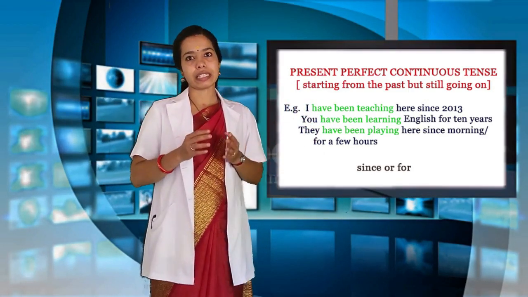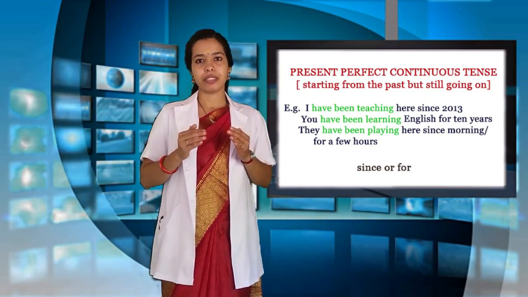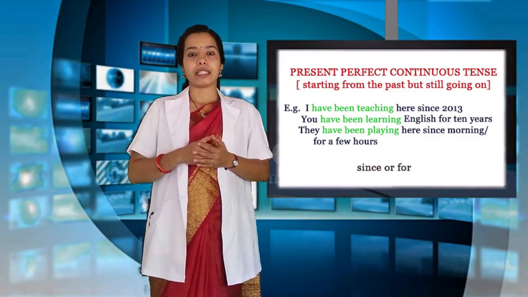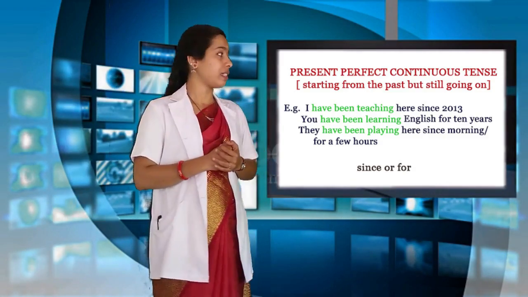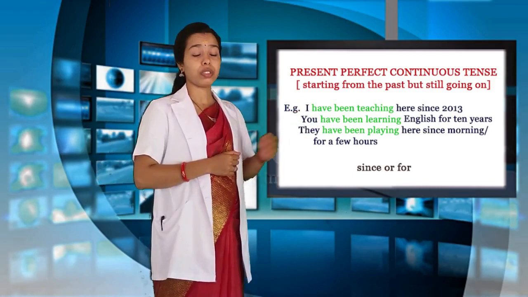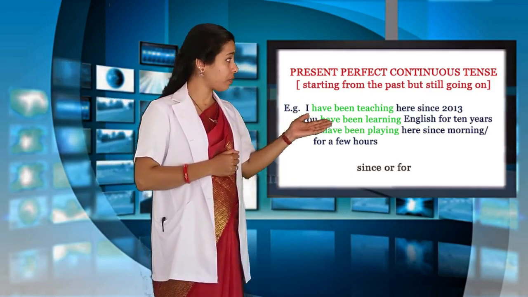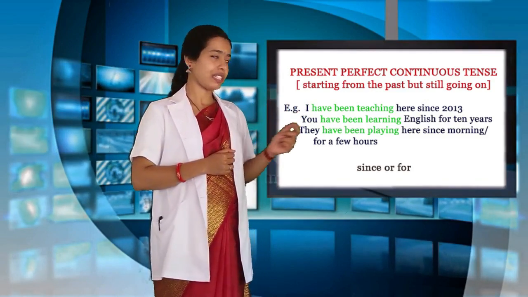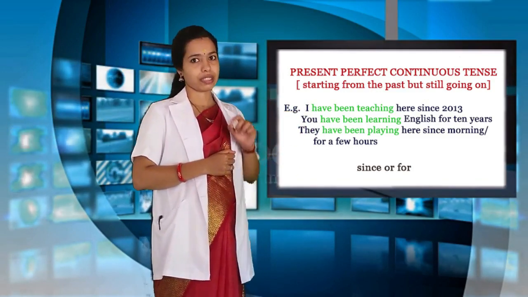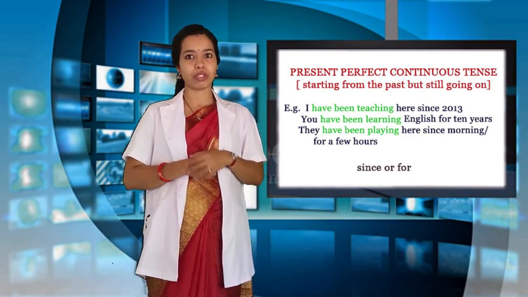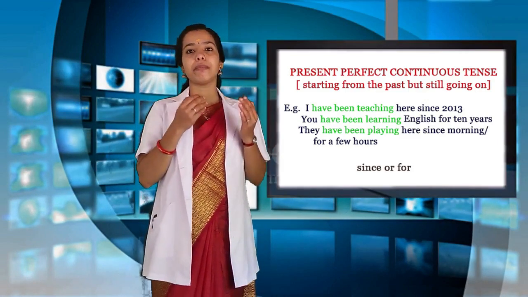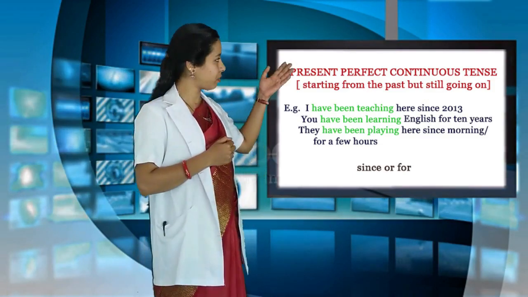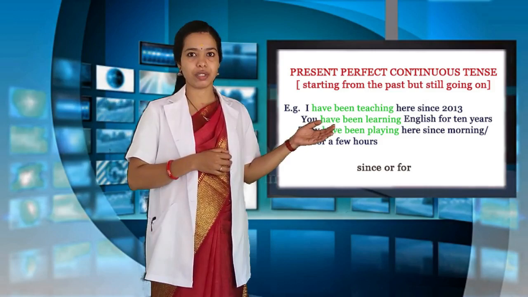So in such sentences, there will be a time reference which tells you that it began in the past, just like since 2013 or for a few years or for a few hours. Either a phrase will be there which starts with since or for. That is the keyword that you have to keep in your mind to know whether it is present perfect continuous. Okay. So whether the four forms of present tense is clear to you.